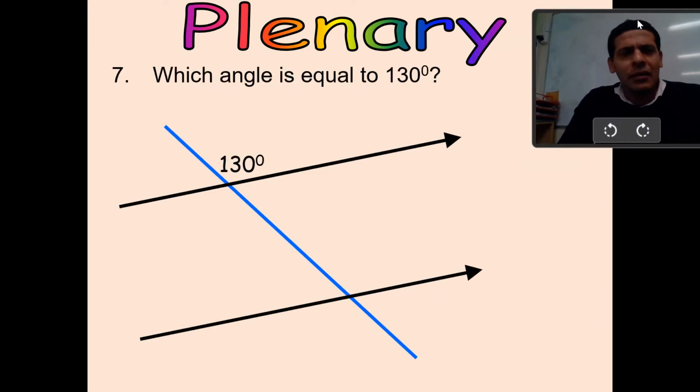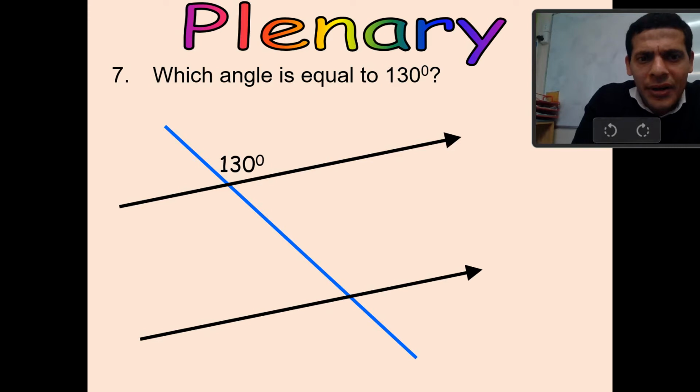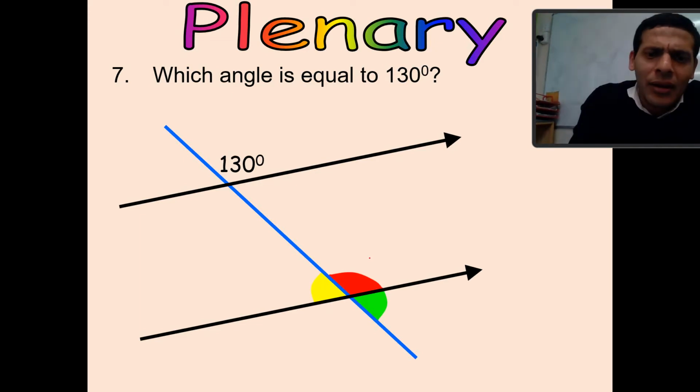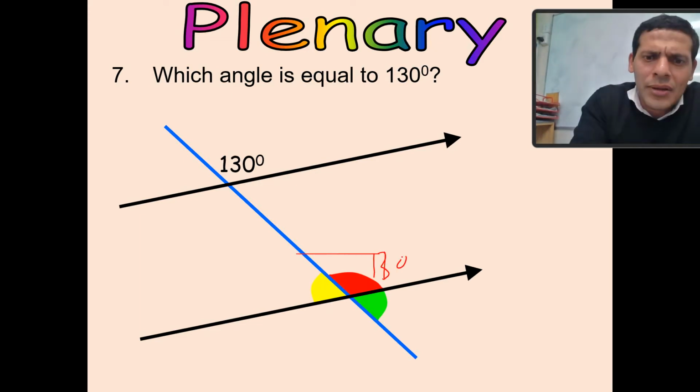We move on. Which angle here is equal to 130 degrees? So this one equals this one. They make F letters, corresponding angles, which is the red color. So the red color here is 130 degrees as well.